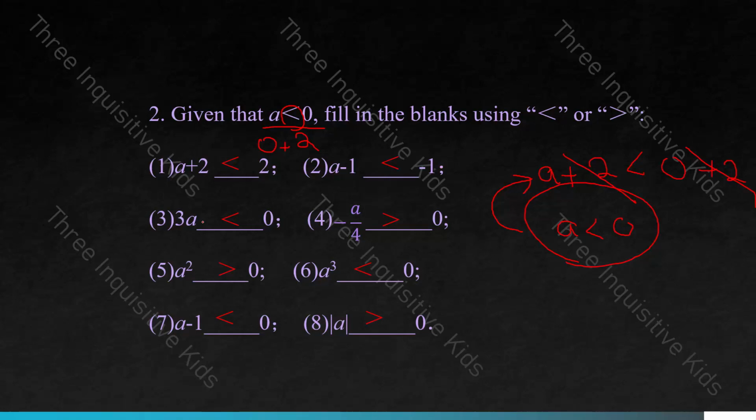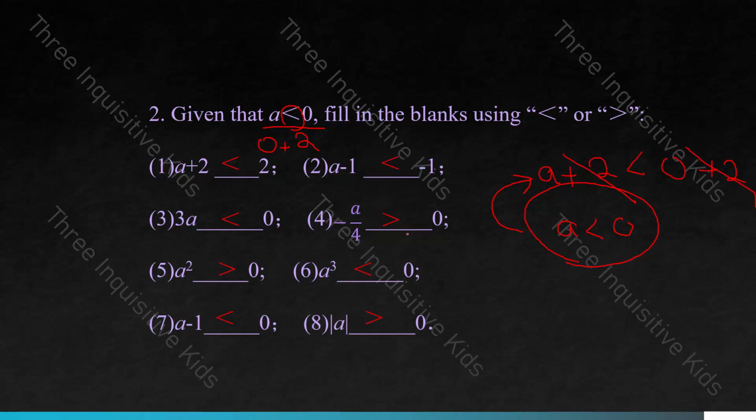For this one, still think about -1 as 0 minus 1. Here also, any negative number times a positive number will still be negative, which means that for 3, it's less than 0. And here, a is already negative. Multiplying it by -1/4 will make it positive, which means that this is a greater than symbol.